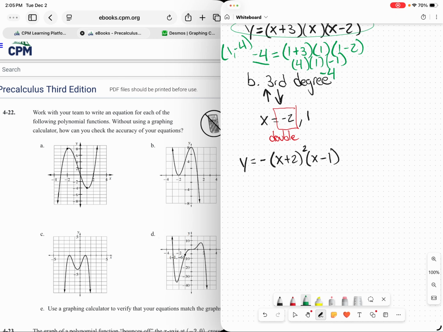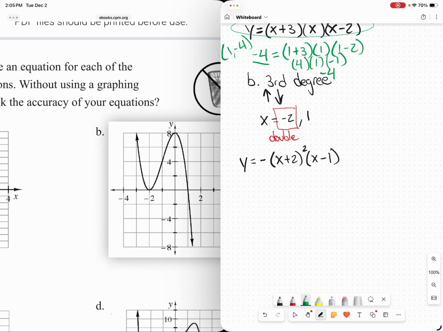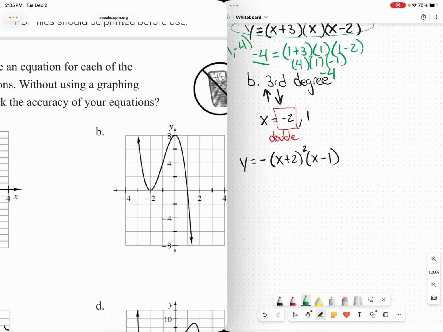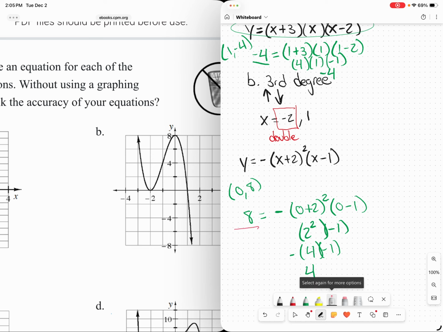Okay, let's look at this one now. So on B, let's try the point, how about 0, 8? So y is 8. 0 plus 2 squared, 0 minus 1. So this is 2 squared, -1. 2 squared is 4. 4 times -1, and we got a negative in front. So this is actually a positive 4. We need it to be 8.